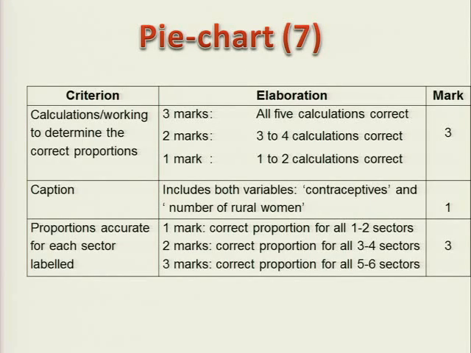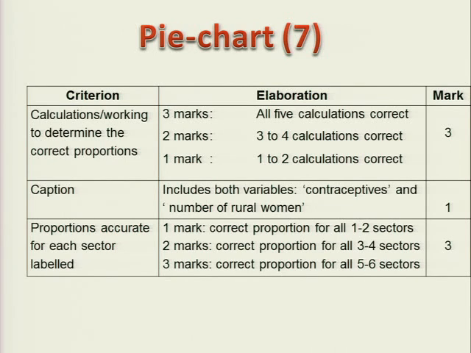And then looking at the pie chart, the criteria of marking the pie chart. In this one, I will also advise you for this exam again, once more. Bring along your protractor, which will give you the correct scale. The criteria used there is the calculation, the working to determine the correct proportions. If all the calculations are correct, then you get your 3 marks.